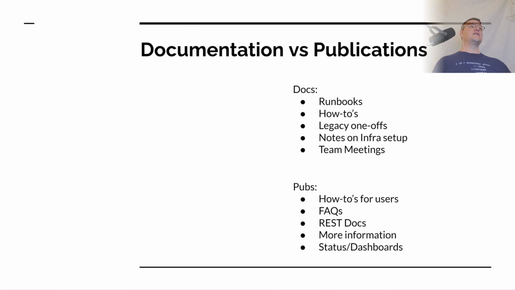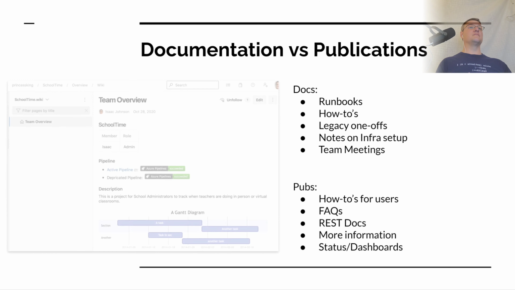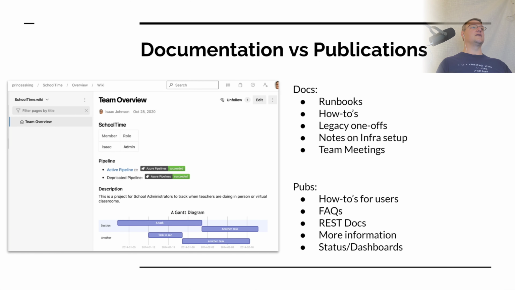I said I would get into documentation versus publication, so allow me to soapbox for just a moment. The documentation is anything internal: runbooks, how-tos, legacy one-offs, maybe some notes on the infrastructure setup. Ooh, you need to make sure that you have Python 3 in order to install the Azure CLI, stuff like that. I've even seen teams put their meeting minutes in the wiki in the docs folder.